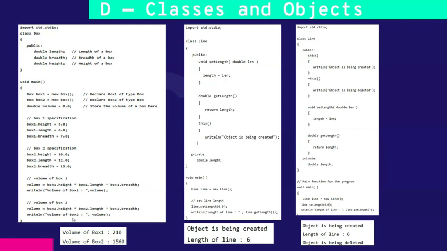So if we run the program, the volume will be calculated for box1 with the values as here. If we want to calculate the volume, we access these variables, and this will be the output for this program.